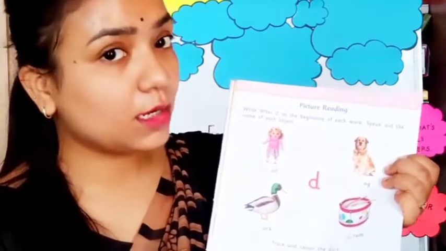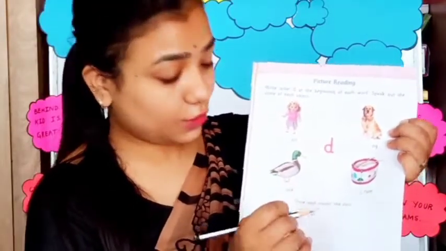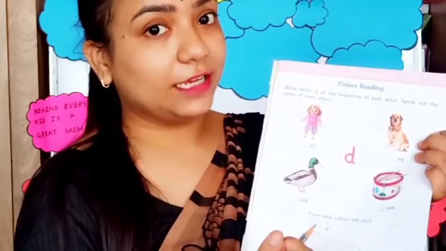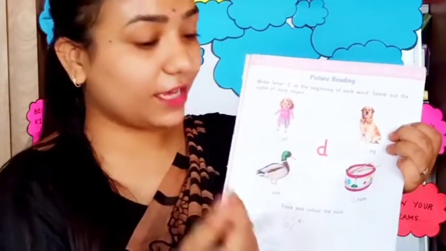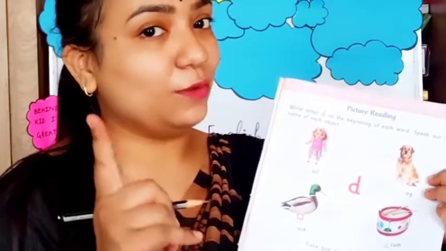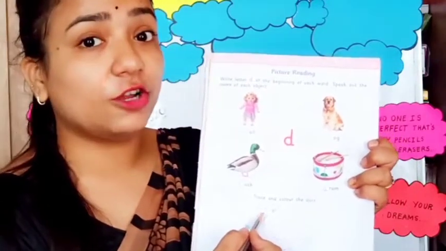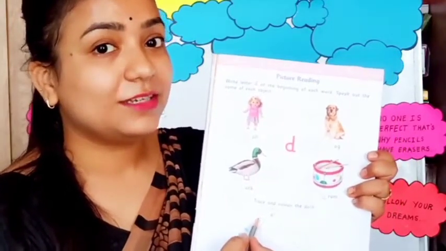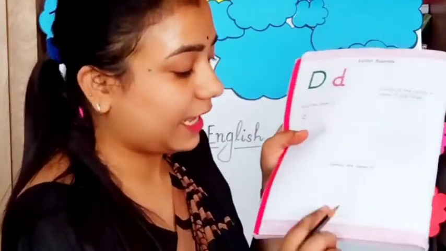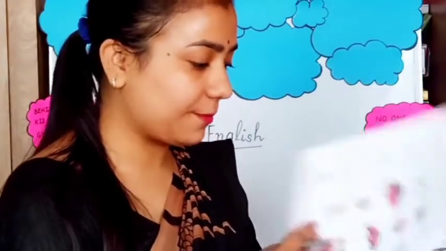And this is duck. So you all know now what you have to do. Firstly, you have to trace this duck. You have to join all the dotted lines. Then it will form a duck. You will draw a beautiful duck. Then you all have to color this duck. And what is the color of duck? Yellow. And what is the color of the beak? Orange. So color this picture and color this alphabet D also.